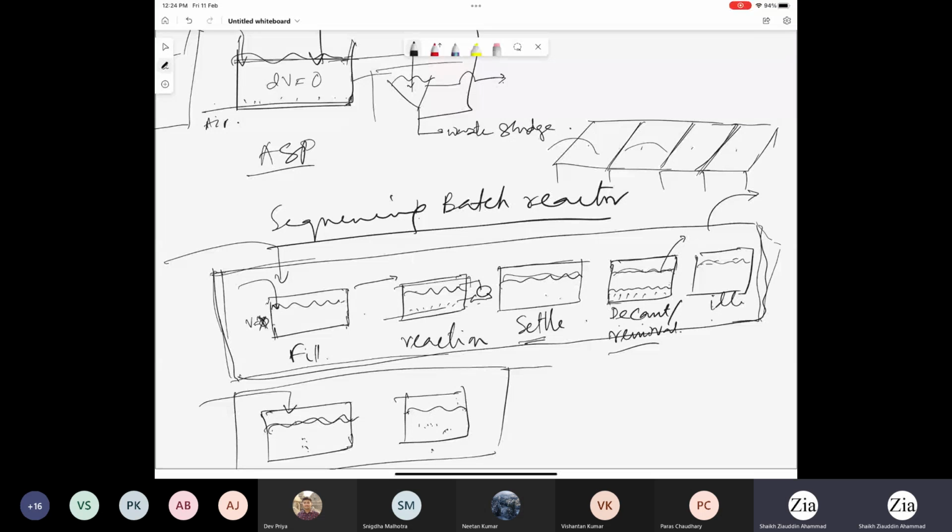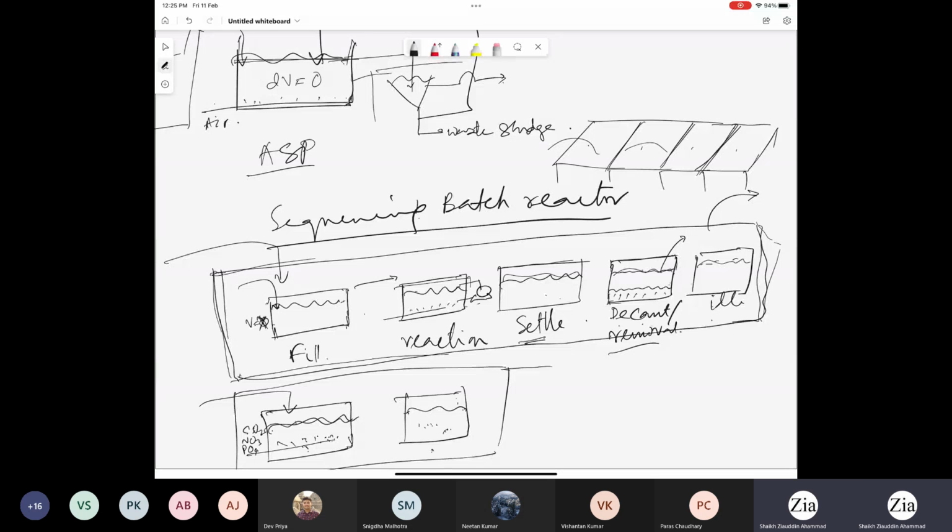You also have the option of changing the environment. Suppose we are using two different reactor systems. One will be operated in the presence of oxygen, and another in the absence of oxygen. You run the system in the presence of oxygen to remove carbon, so carbon gets oxidized to carbon dioxide. Ammonia gets converted to nitrate, and phosphate will be utilized a little by the bacteria, but most of the phosphate will stay here.